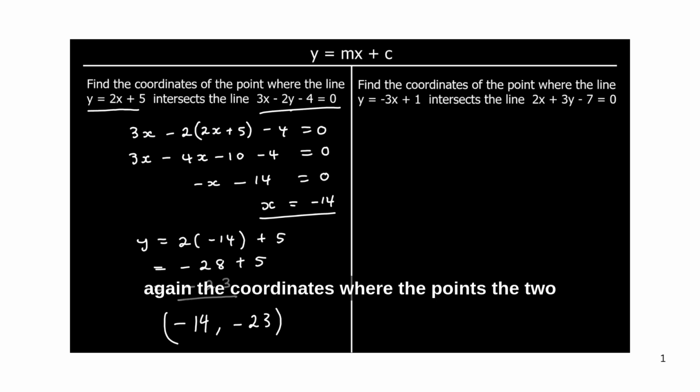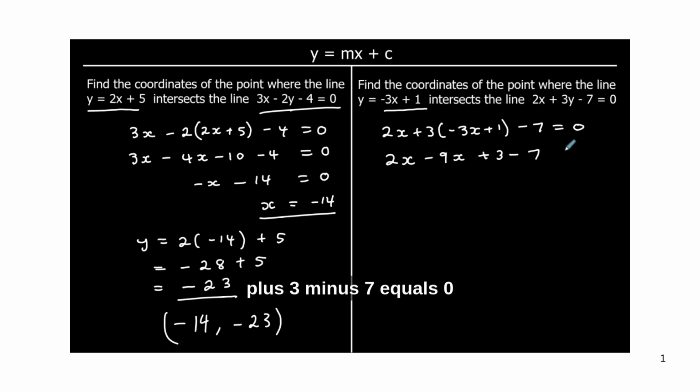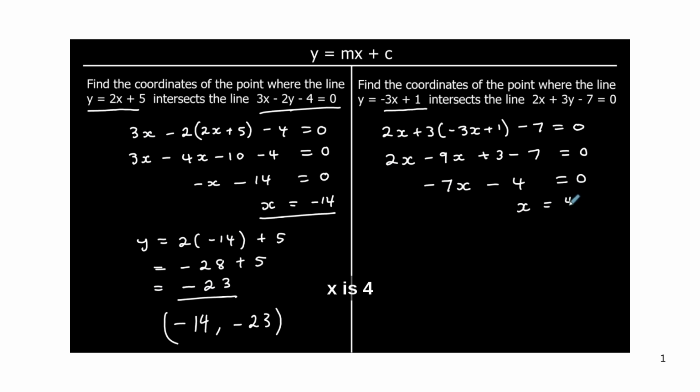So again, the coordinates where the two lines intersect, that's the answer to the simultaneous equations. So we can substitute in the y into the second equation. So 2x plus 3 lots of negative 3x plus 1 minus 7 equals 0. So 2x minus 9x plus 3 minus 7 equals 0. That's negative 7x. Take away 4 equals 0. So plus 4 divided by negative 7. x is negative 4 over 7.